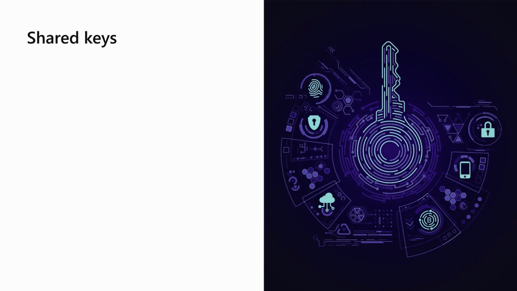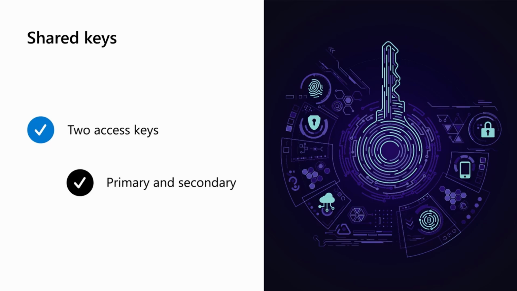You learned that when you create a storage account in Azure, Azure automatically generates 2 access keys known as shared keys or storage account access keys. These keys consist of a primary access key and a secondary access key, which provide equal privileges. You can use them interchangeably to authenticate and authorize requests made to the storage account.